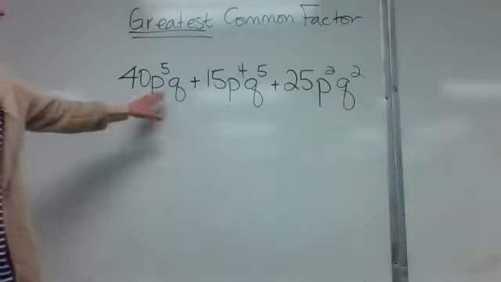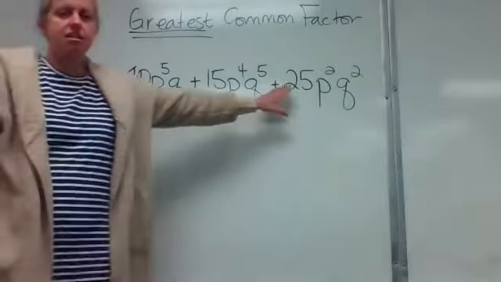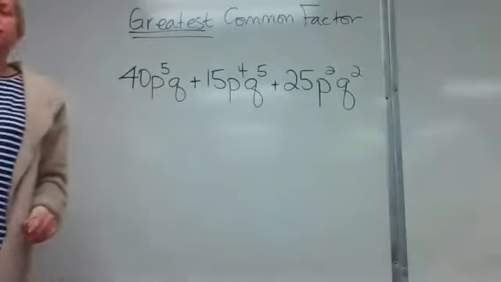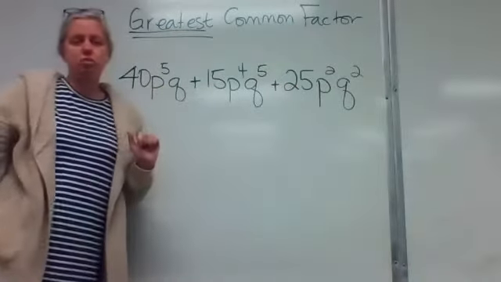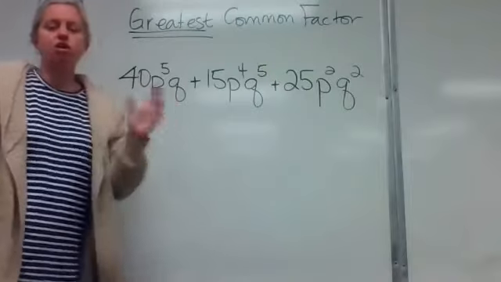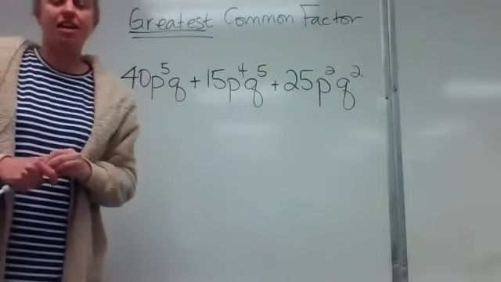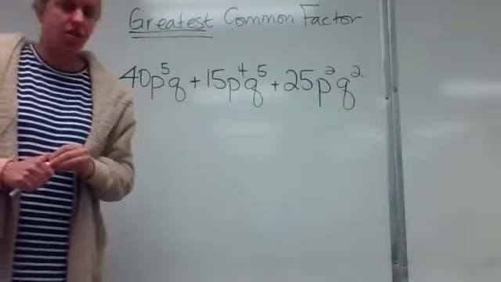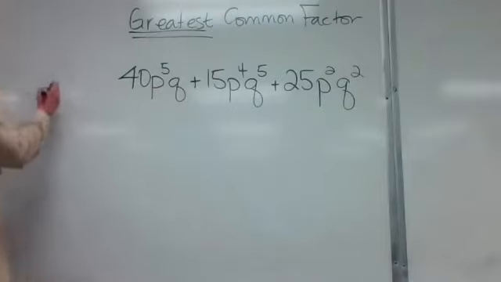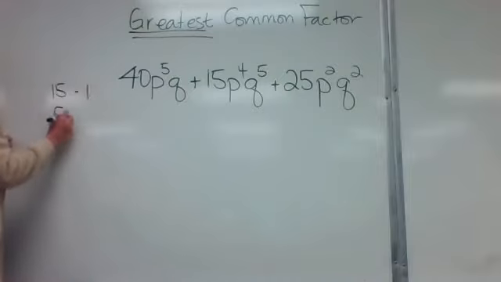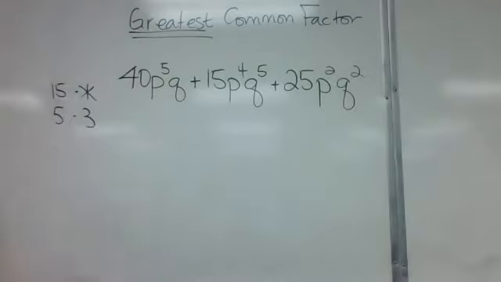So let's look at my numbers. Here I've got 40, 15, and 25. A lot of times I'll just go to that smallest one and write out the ways to multiply to get it. Write out its factors. So 15 would be 15 times 1 and 5 times 3, and I'm not going to worry about the 1.